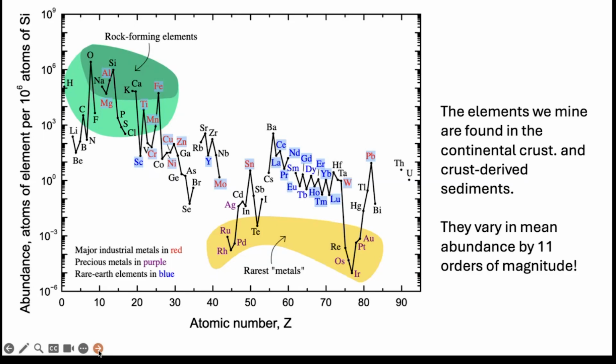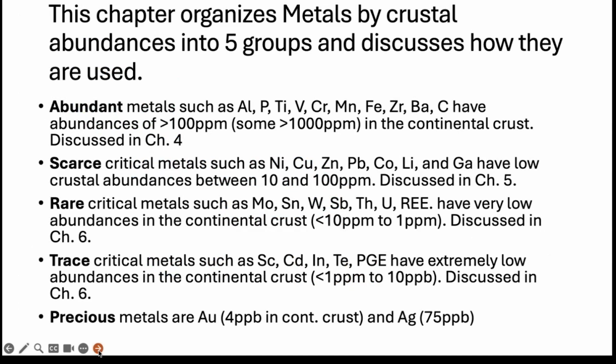continental crust. All right, so this chapter organizes metals by crustal abundances into 5 groups and discusses how they are used. So the rest of the book follows this structure. There's a number of ways to subdivide the elements that we're going to talk about in minerals and metals. And the least scientific one would be just how abundant they are, right? As a scientist, I would have preferred to have organized it by similar processes, but there's advantages in doing it this way too. So there are these 5 categories, count them, 5.